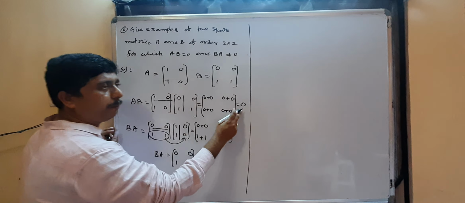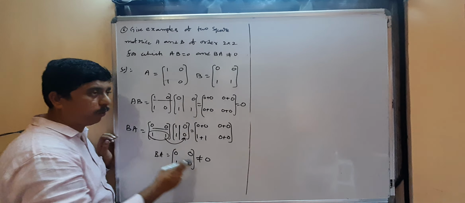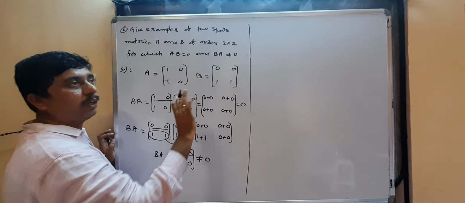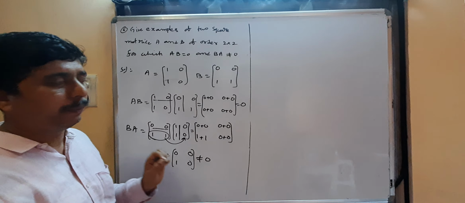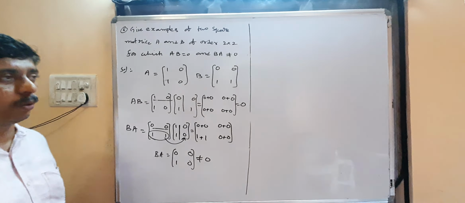So the product AB equals 0 but BA is not equal to 0, and A and B both are not null matrices. You should remember that in matrix multiplication. Copy this problem. One more note point I will give.